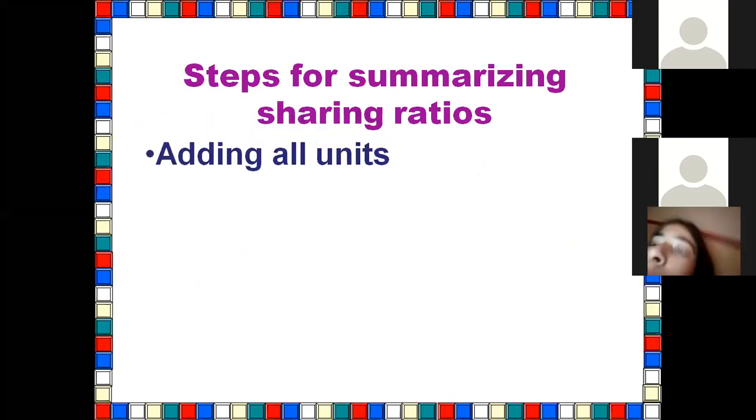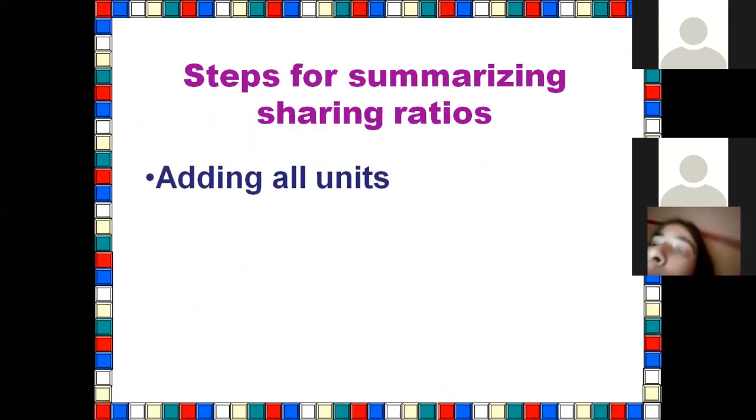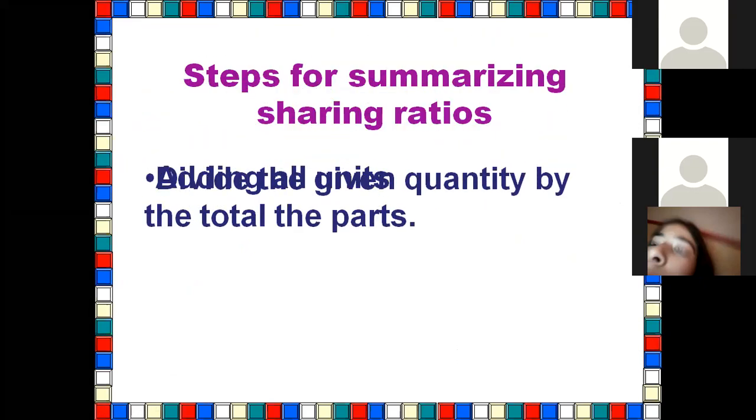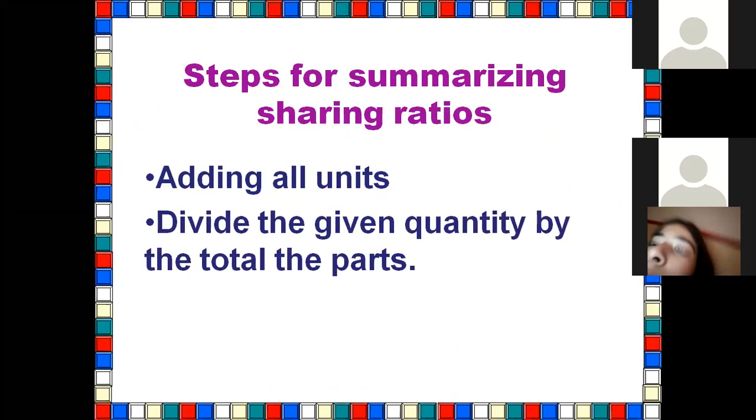Okay, so we can now summarize the steps of sharing ratios. First of all, from the ratio that you have, you need to add your units. Add all the units in the given ratio. Step number 2, divide the given quantity that you're going to share, counters, chocolate bars, money, food, whatever, by what? We divide that quantity by the total that we got in step number 1.